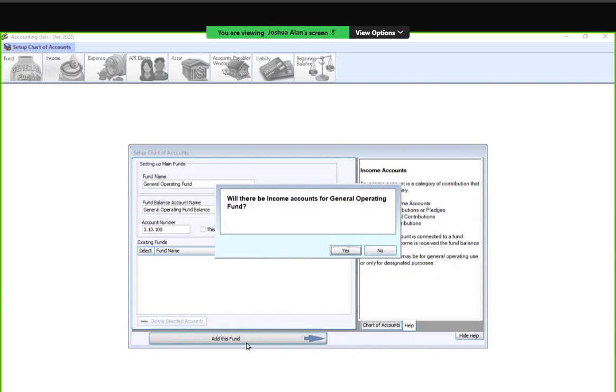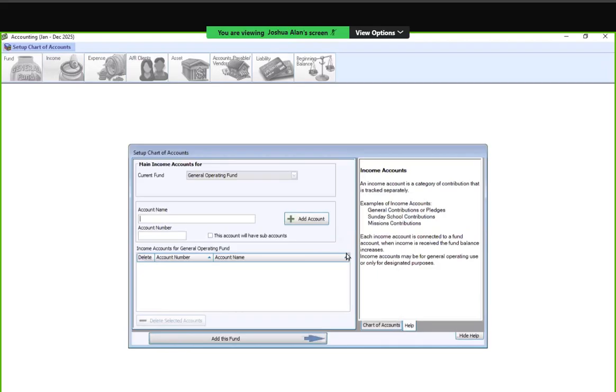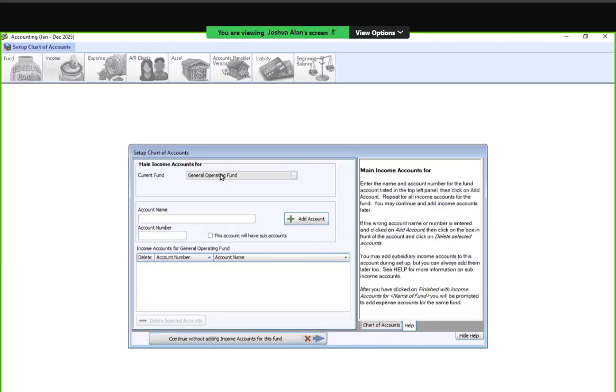It says, will there be income accounts for the general fund? And of course there are, so I'm going to click Yes. Now it grays out the operating fund at the top. My account name is going to be, say, general fund income or tithes and offerings. Tab down. I'm going to enter a 400 number that starts with a 4. Again, 410.100. Add accounts.